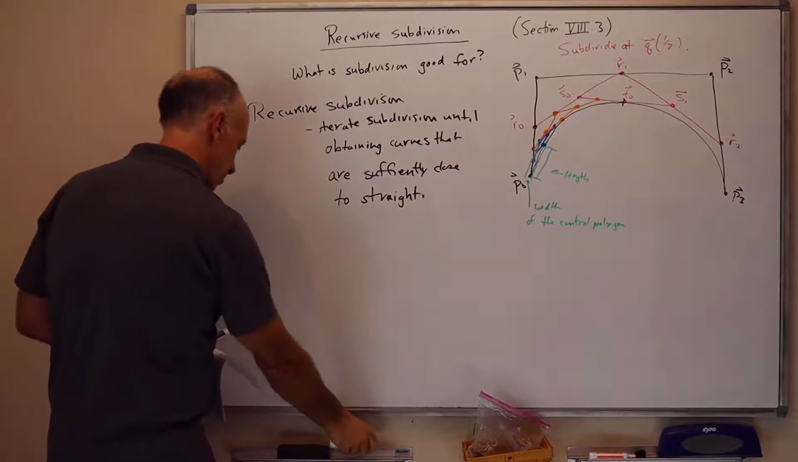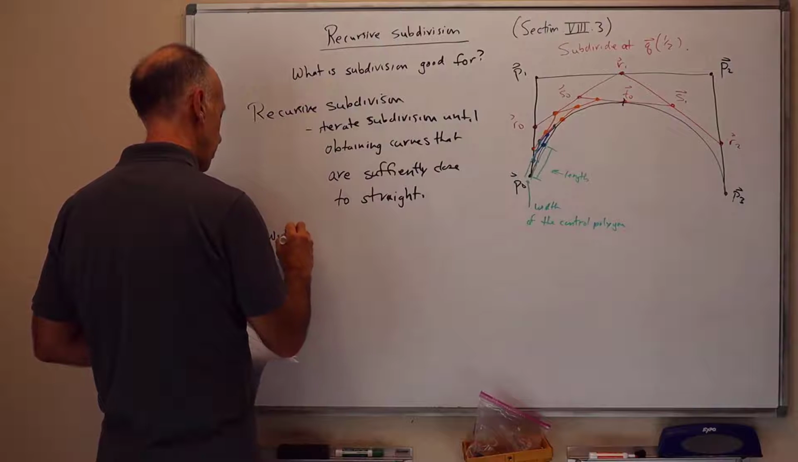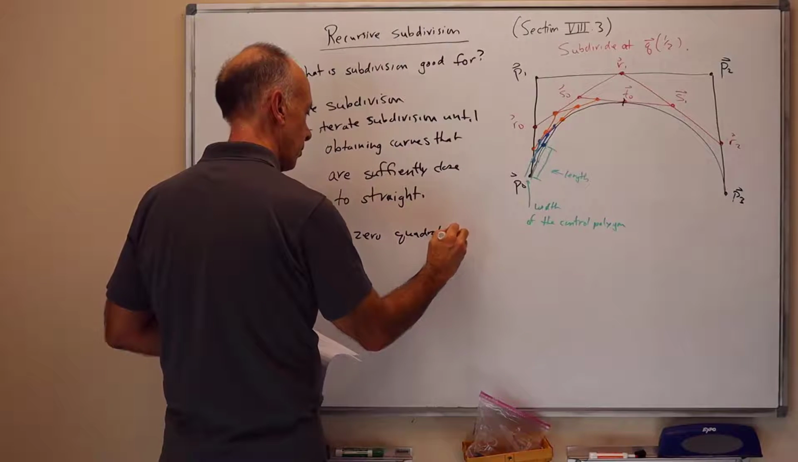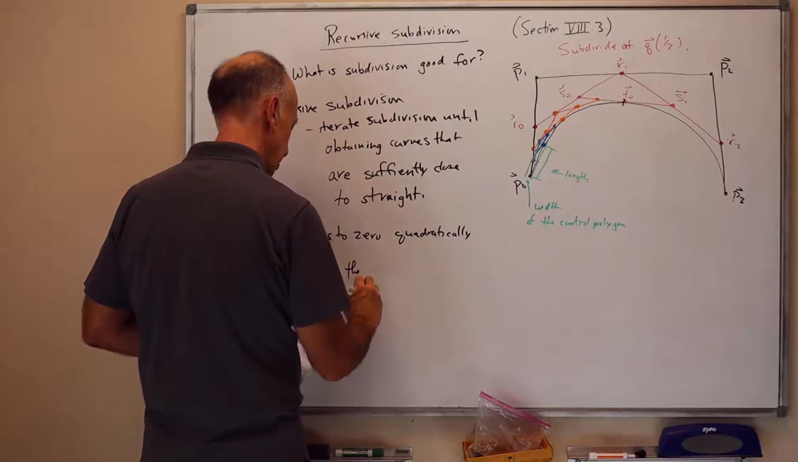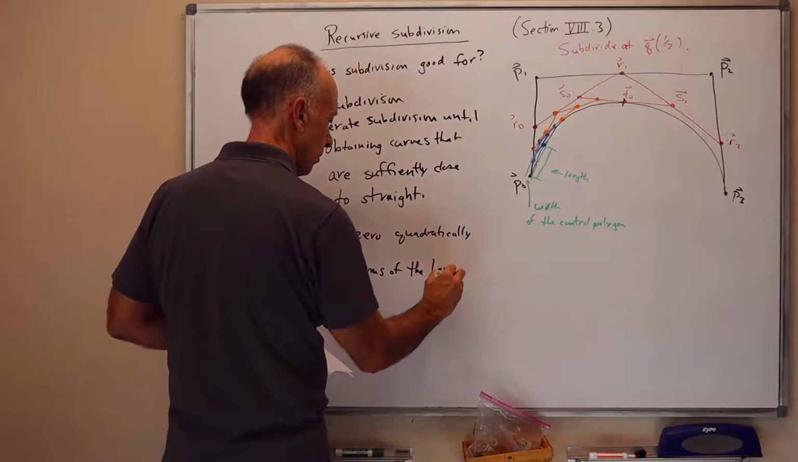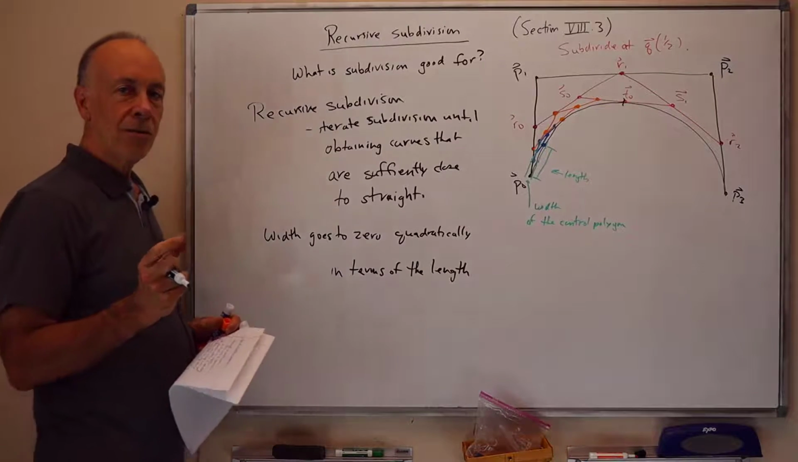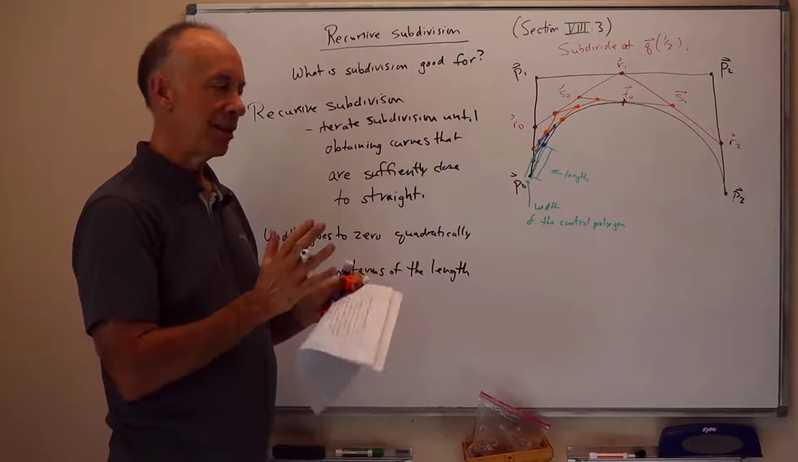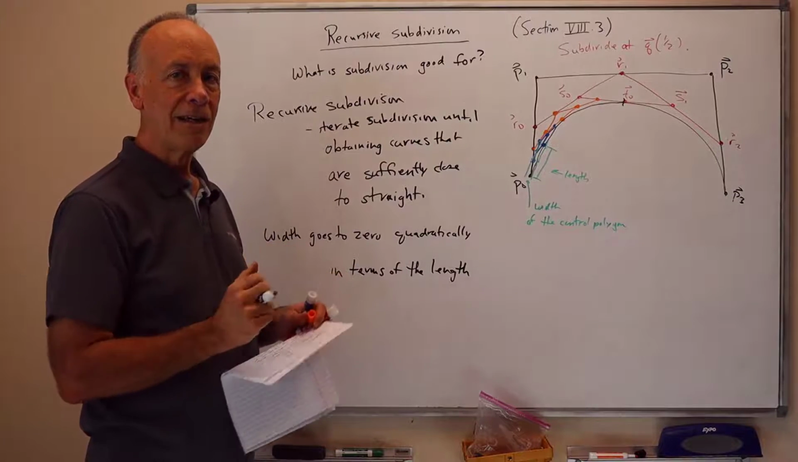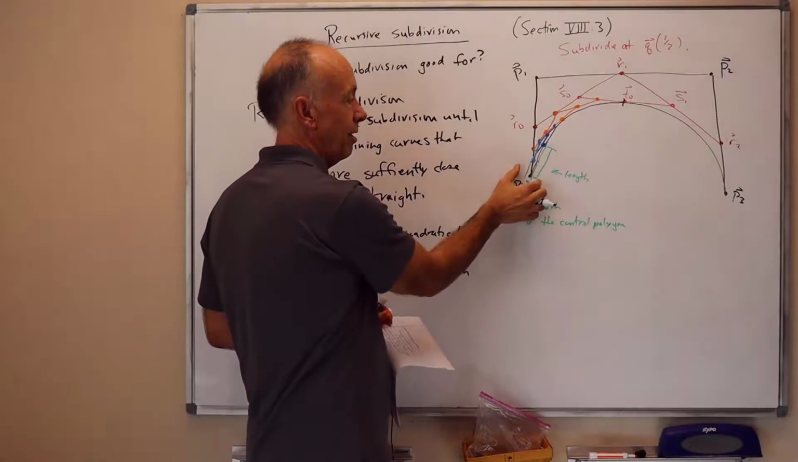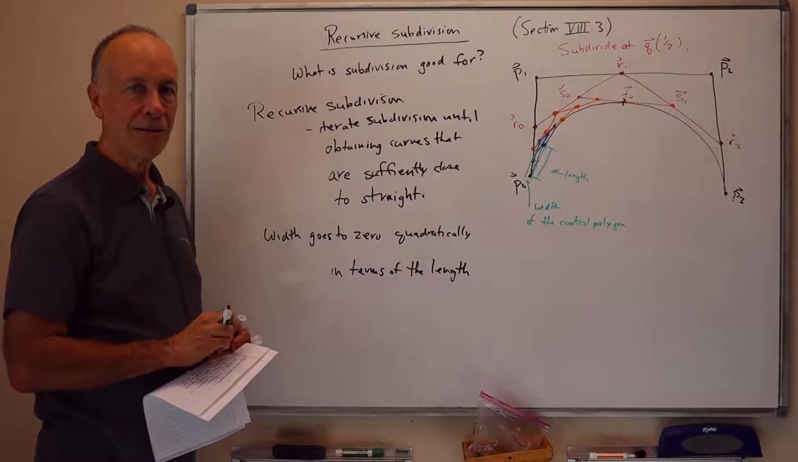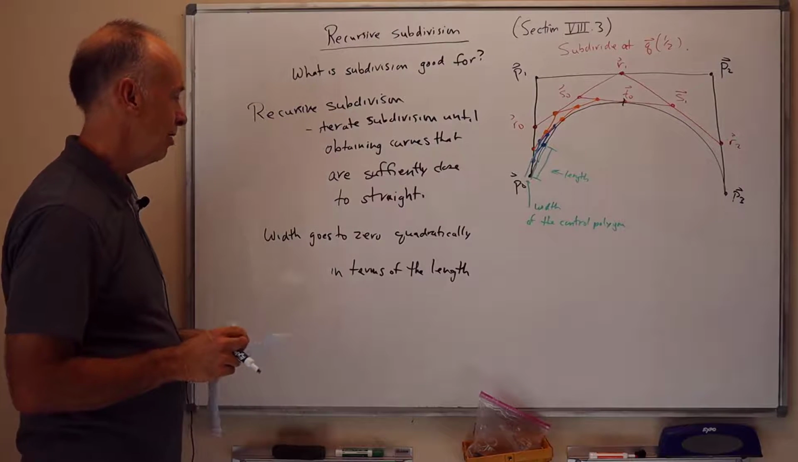So the nifty thing here is that the width goes to 0 quadratically in terms of the length. In other words, these curved segments quickly get close to straight because their width, as it were, measured in how sideways you have to go from the straight line joining the starting point to the ending point, is shrinking rather rapidly compared to the length. So we don't have to iterate that many times. In this case, we iterated 3 times, perhaps 4 times is necessary, but those small numbers of iterations is typically what you need.